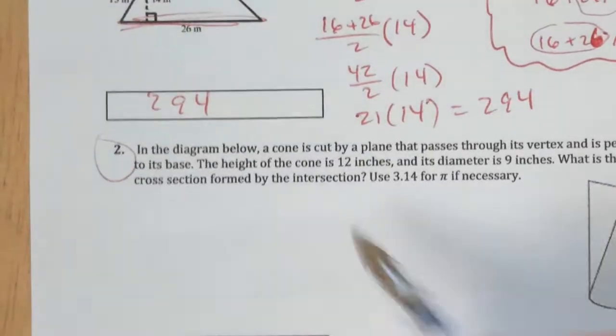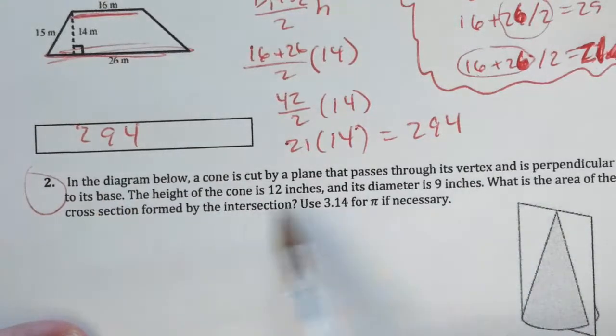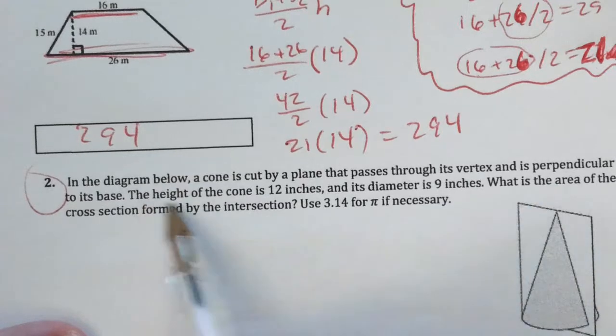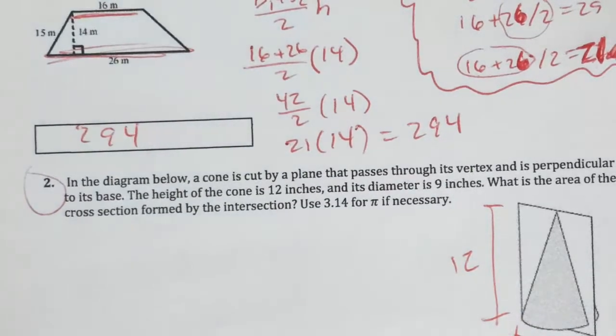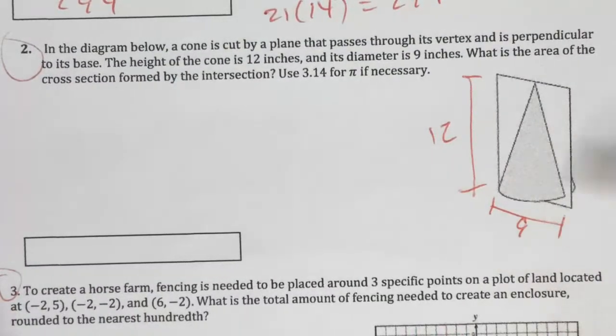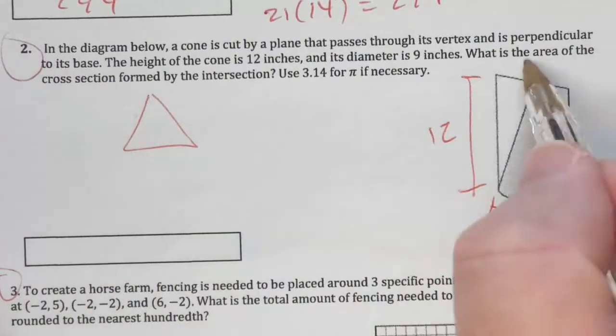Okay, now number 2. All right, so now here's what we definitely need to know because this is something that happens to us. Okay, so in the diagram, we have a plane. It goes vertically. Okay, the height of the cone, so the height is 12. The diameter, so that's all the way across. The diameter is 9. What is the area of the cross-section? Well, first of all, what shape is the cross-section? If you cut that, that makes a triangle. And we want to find the area of that, right?